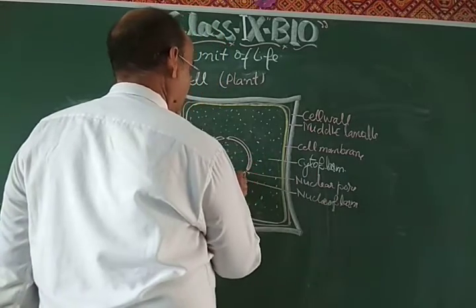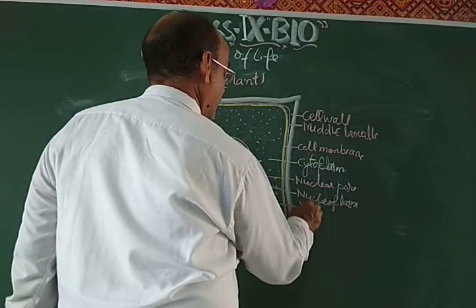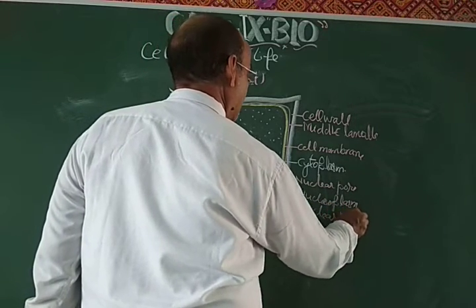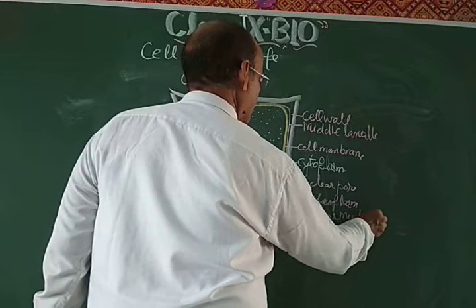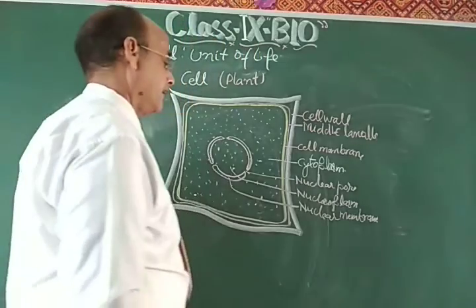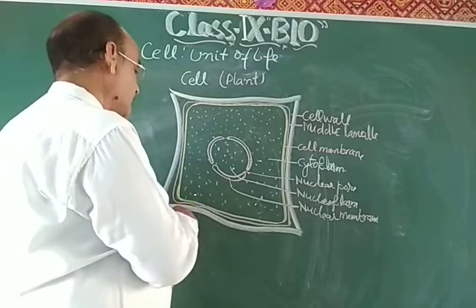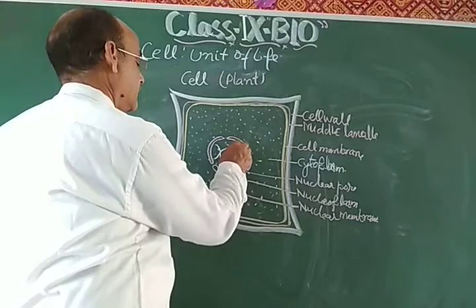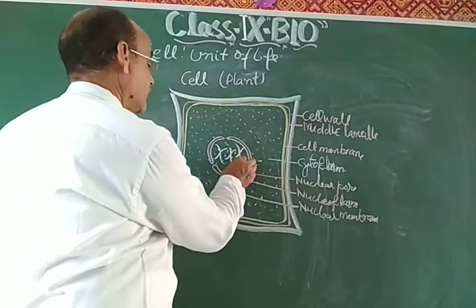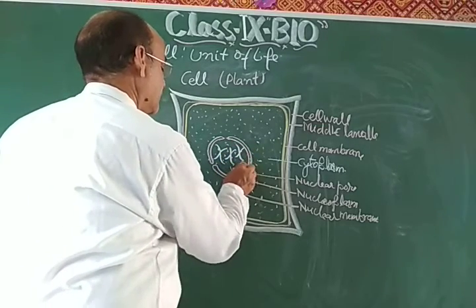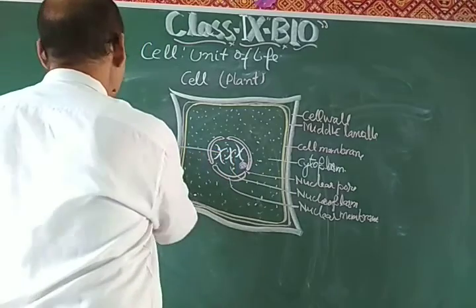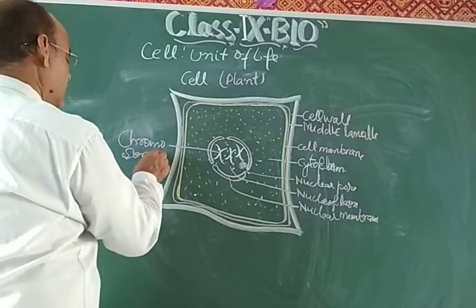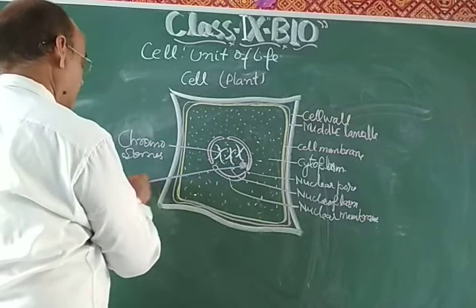And this is the nuclear membrane. This is the nuclear membrane. And inside this nucleus there are chromosomes and nucleolus. These are the chromosomes and this is the nucleolus.